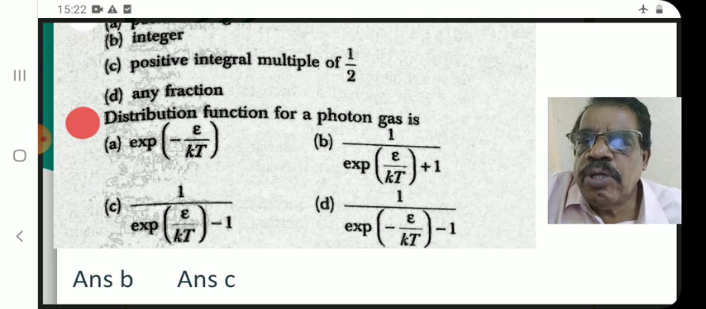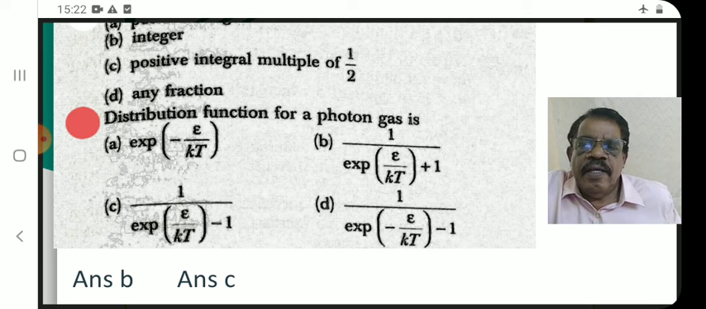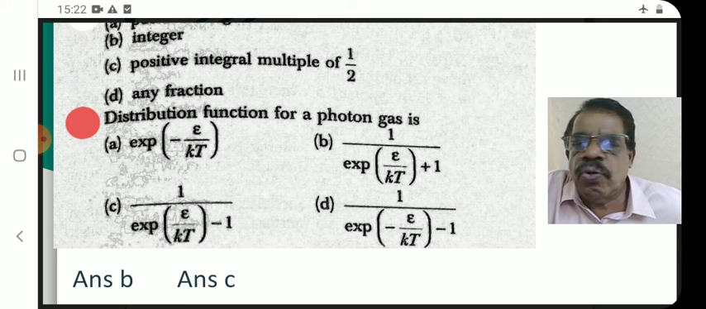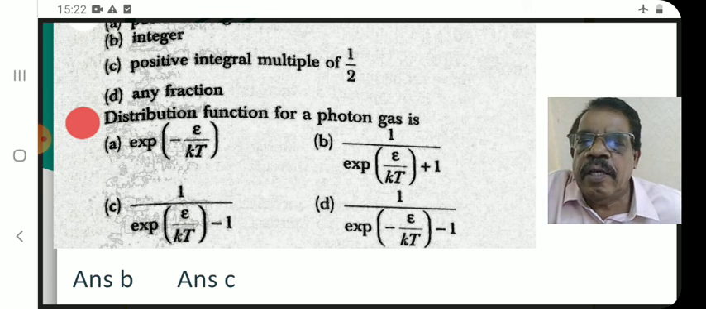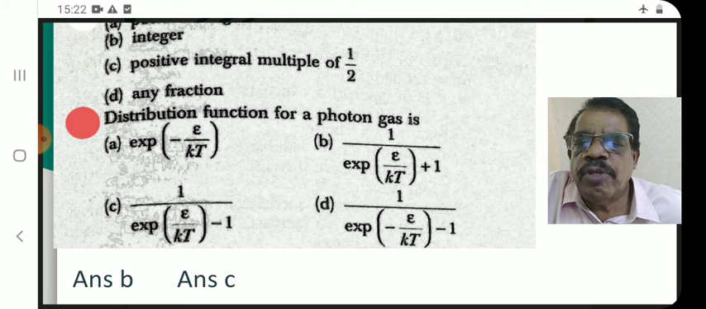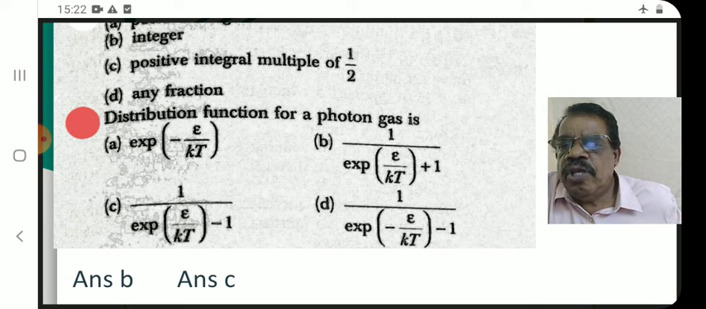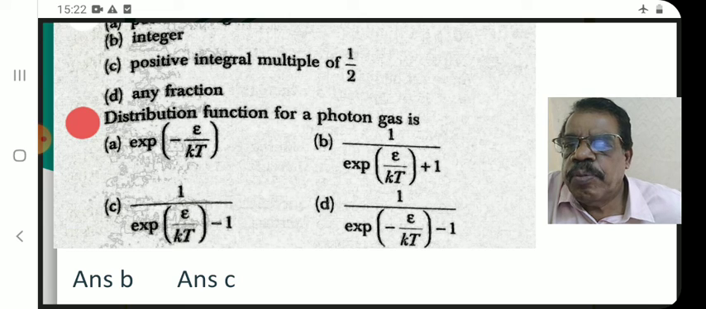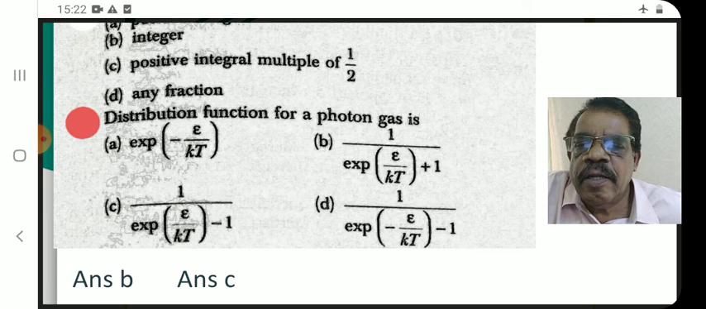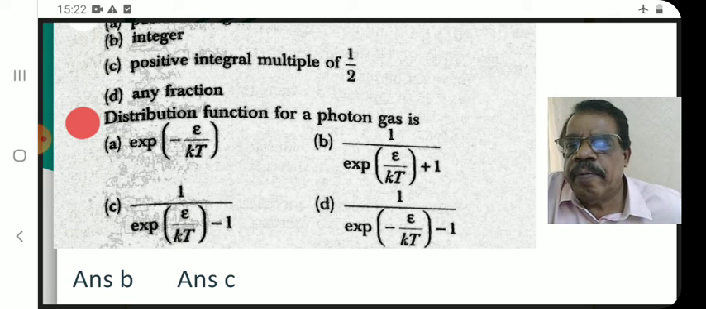Second question, the distribution function for a photon is, you remember a photon is a boson. The options are: A, e raised to minus epsilon by kT; B, 1 by e raised to epsilon by kT plus 1; C, 1 by exponential epsilon by kT minus 1; D, 1 by exponential minus epsilon by kT minus 1. And you remember the answer is C.